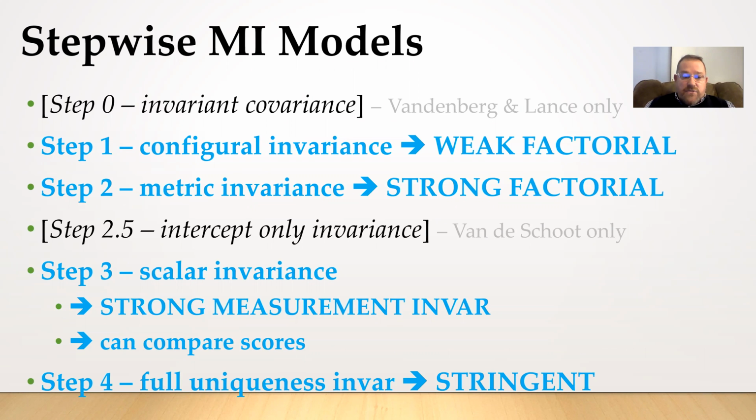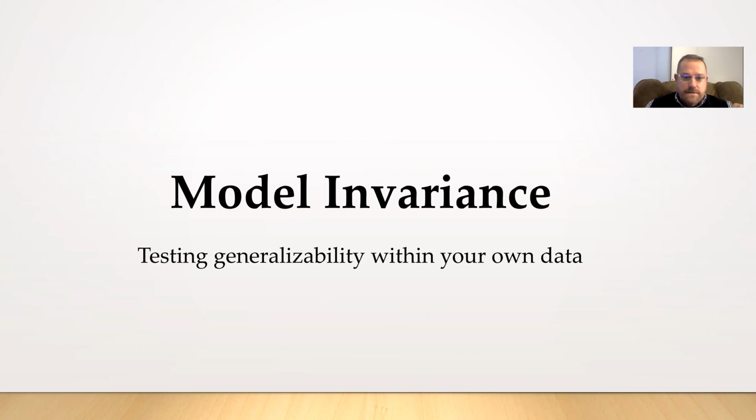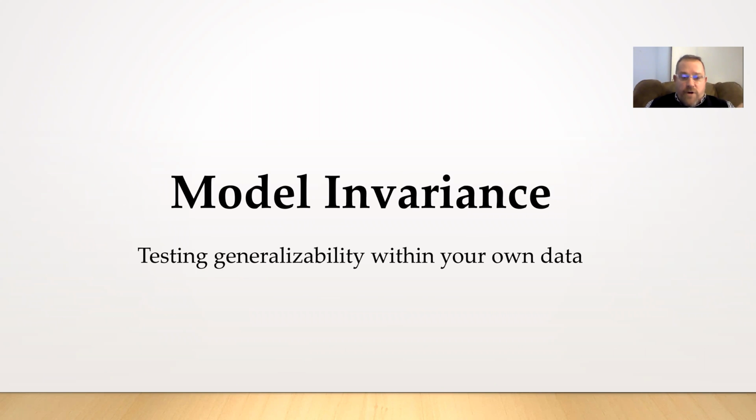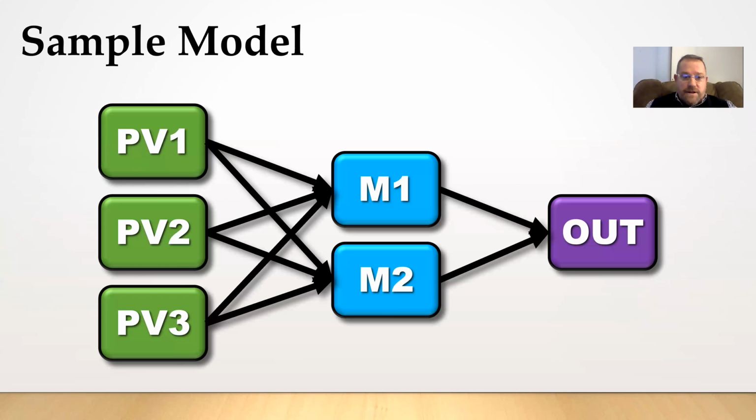So I've just taken you through all of these steps. I'm going to take you through the code for step 0, 1, 2, 3, 4, and 6. But before I do that, I want to talk about the other form of invariance, and that's model invariance.